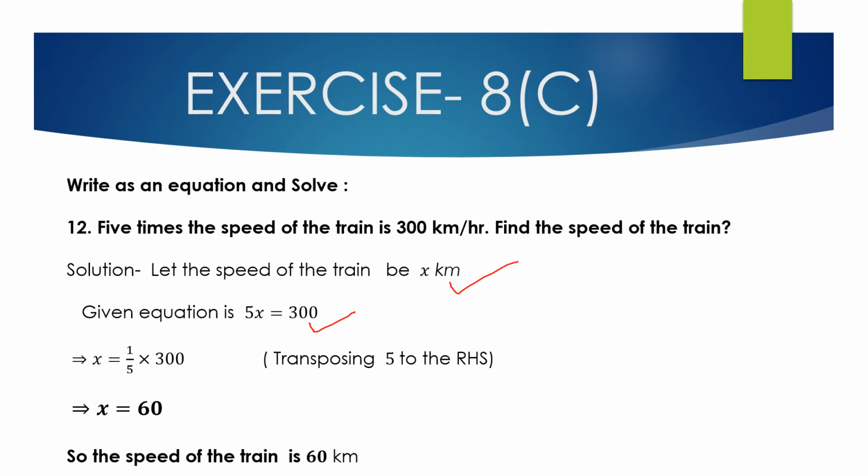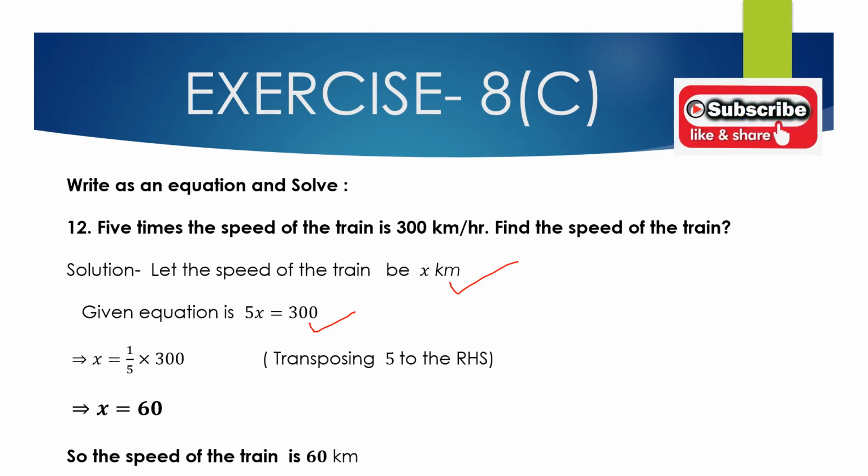So 5 is transposed to the right hand side. This multiplication symbol changes to division symbol. So x will be 1 divided by 5 multiplied with 300 km. And 5 cancels with 300. 5 multiplied with 60 is 300. So x equal to 60 km per hour.